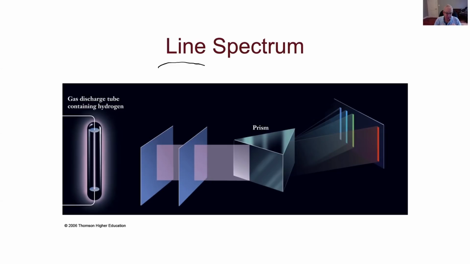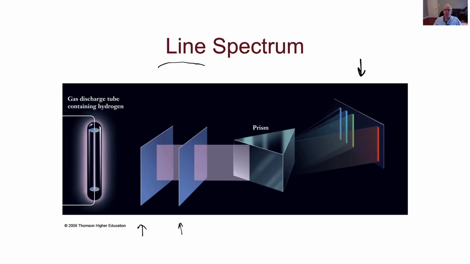But then I have the light coming out of my tube. I'm again going to pass it through the slits, right? So here I've got my two slits, which are just making my light into a collimated beam of light. Send that into the prism and now look downstream on the slide again. And when I look down here, what I see is very different from the continuous spectrum, right?